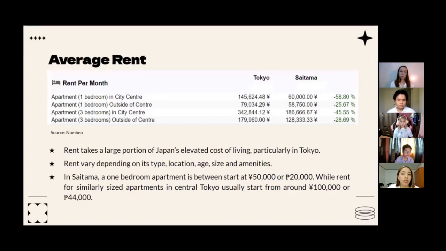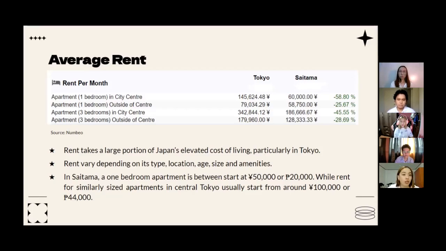So we have mentioned that Tokyo has high salaries, but it also has an elevated cost of living, and rent tends to make up a large part of it. Some of the world's most expensive land can be found in central Tokyo, which contributes to its reputation as an expensive city. However, rent can vary from cheap tiny apartments to extravagant priced luxury apartments in prime districts based on their type, location, age, size, and amenities.